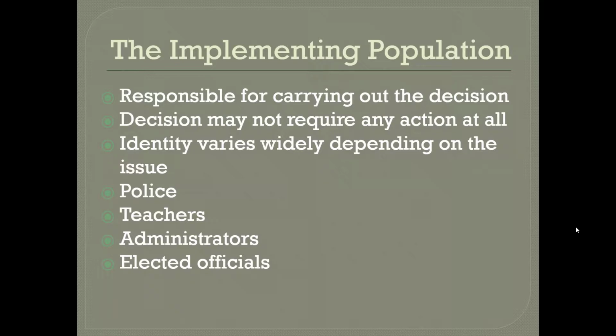Elected officials may be part of the implementing population. For example, a court may order the state to relieve prison overcrowding because it violates the cruel and unusual punishment clause. The court itself will not be the one who figures out how to do it. It would be elected officials that would be given that responsibility. So again, the implementing population can vary widely, but typically, although not always, they're going to be individuals in government who are in some source of official power.